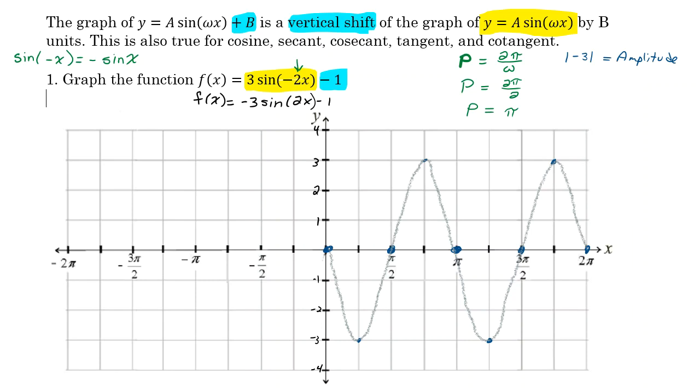Let's do purple. Now, shifting down 1, I'm going to take all these points and shift them down 1. Down 1. Down 1. Down. Okay, and then I'll connect these, and this will be my graph.